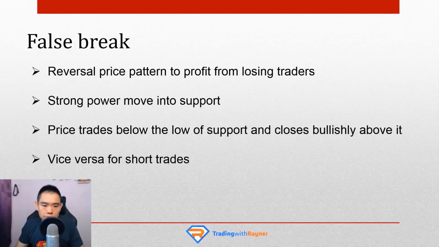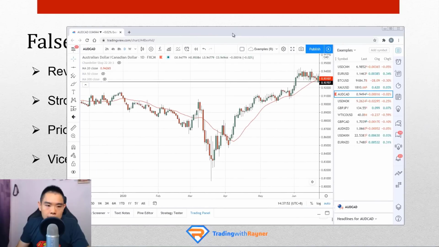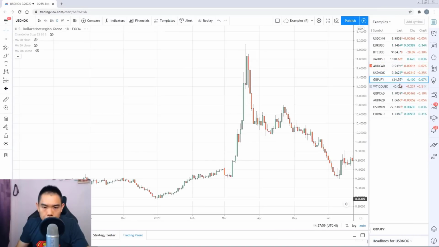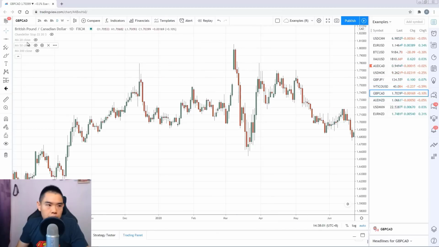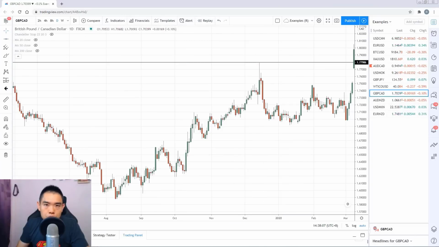In other words, what you're looking for is for the price to come aggressively, bearishly into support, take out the previous low of support, and then close bullishly back above it. This is what I call a false break, because this is a false breakout of these lows. So an example to illustrate my point: pound Canadian. So this one is the strong move into resistance. You can see how bullish this move is.